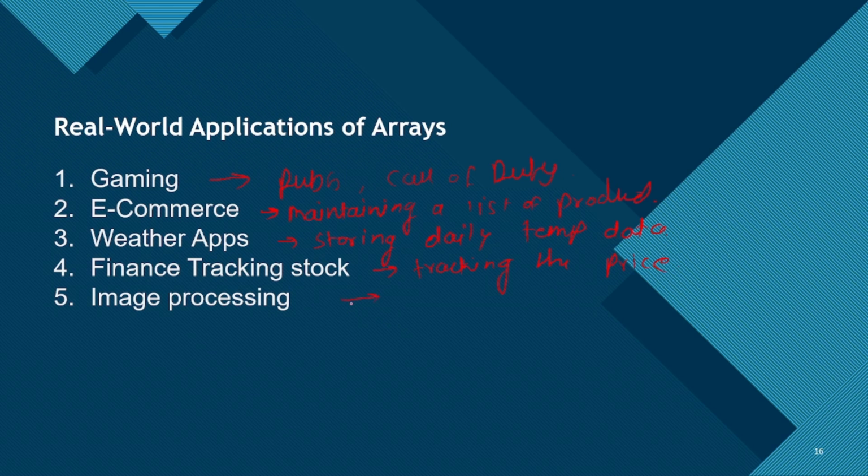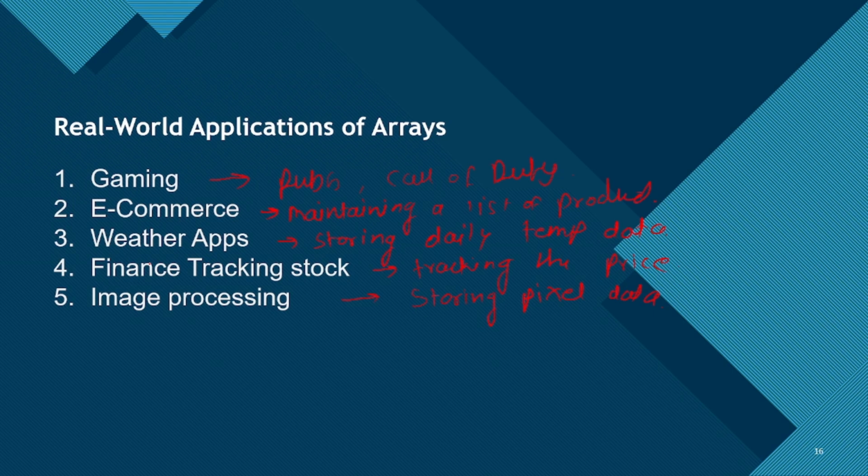And the last one is image processing, that is storing pixel data to display or manipulate an image. I'm just taking these examples as a reference, so these are not the only examples, there are tons of examples you can take where array is used.